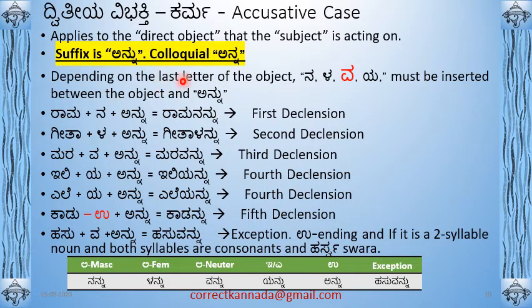Now, depending on the last letter of the object, the noun, either na, la, va, or ya must be inserted between the object and the annu, and that's what is given here in this table.